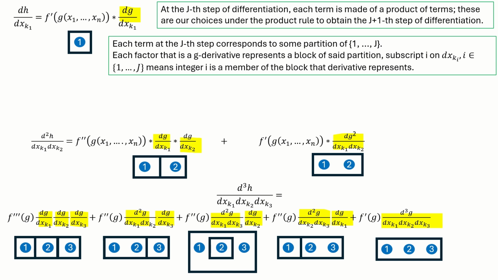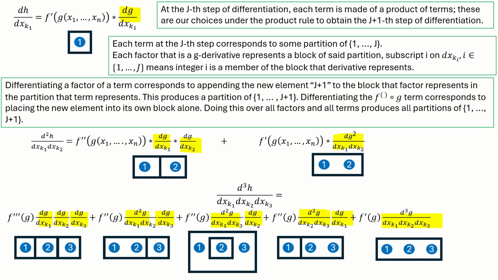Let's assume that each of the terms at the jth step of differentiation corresponds to some partition of the integers 1 through j, and that each of the factors that are derivatives of g corresponds to a block of the partition that term represents, with the order of the derivative of g being the number of elements in that block, and with the subscripts on k appearing in the dxk's representing the integers between 1 and j that are contained in that block.